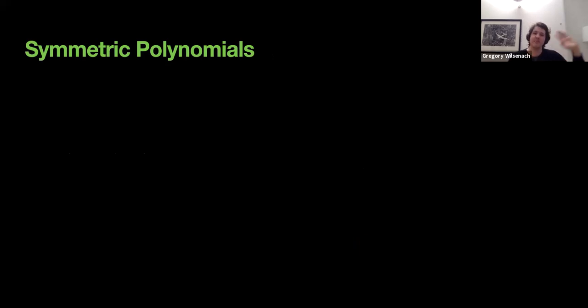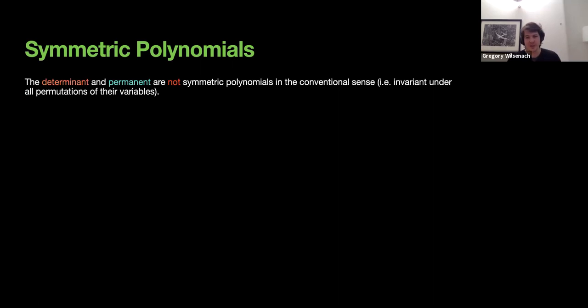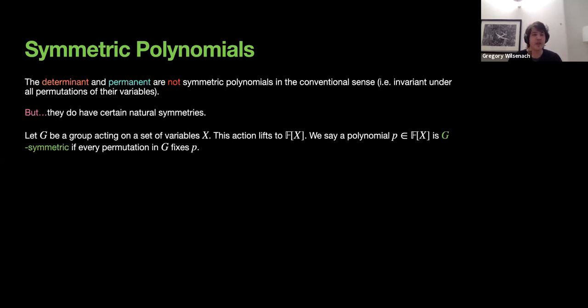So before we talk about these symmetric circuits, let's talk about symmetry in the context of polynomials. There's already a notion of a symmetric polynomial, which is normally one that's symmetric under all possible permutations of its variables. So it's invariant under any permutation of its variables. The permanent and determinant are not symmetric in that sense, but they do have certain natural symmetries. More generally, let's suppose we have some group G acting on the variables. This group action naturally lifts to the ring of polynomials. And we say some polynomial is G-symmetric if every permutation in G fixes this polynomial.